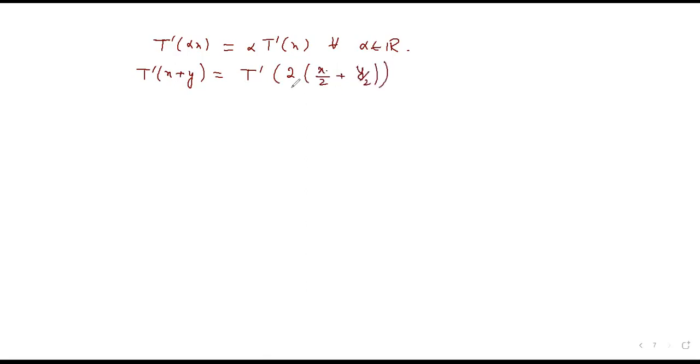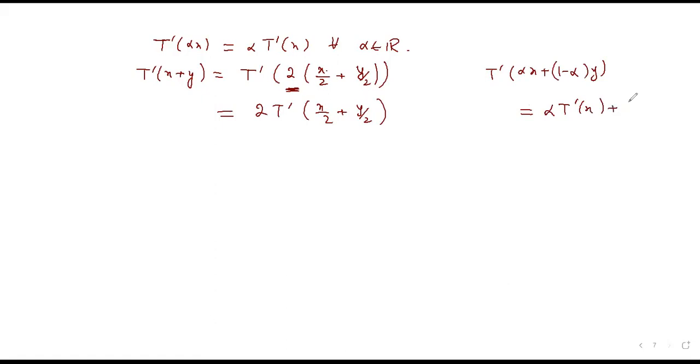ठीक है ना? अब चूंकि नंबर को हम बाहर निकाल सकते हैं, this can be written as twice t dash of x by 2 plus y by 2. लेकिन हम पहले ही प्रूव कर चुके हैं t dash of alpha x plus 1 minus alpha times y, ये पहला ही स्टेप था, is equal to alpha times t dash of x plus 1 minus alpha times t dash of y. हम पहले ही स्टेप में प्रूव कर चुके थे.